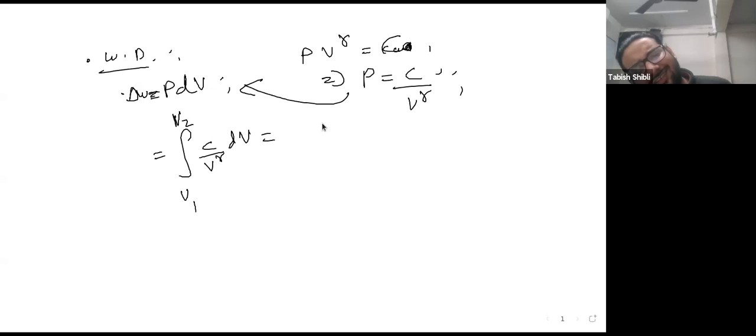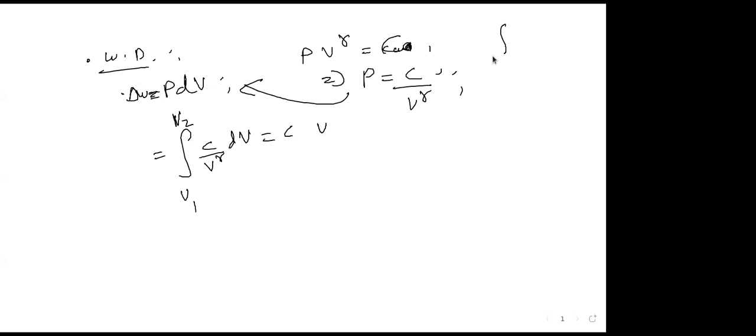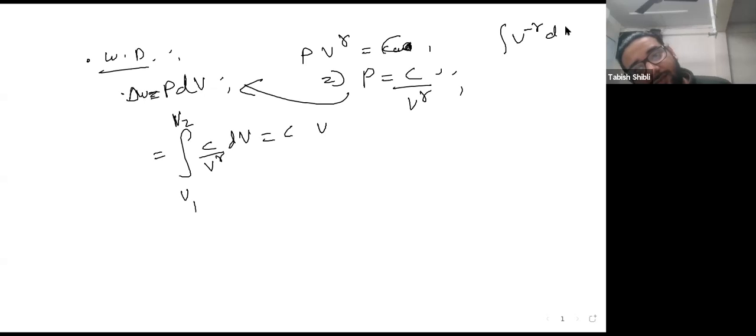Can anyone tell? ln V to the power gamma. No, V to the power gamma. So this is essentially V to the power minus gamma dV, right?